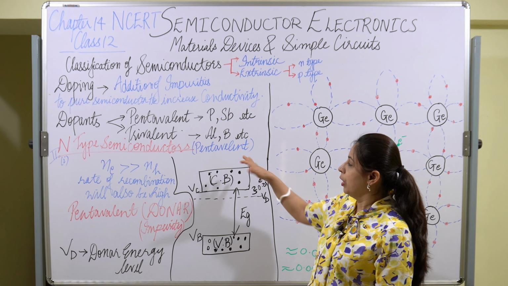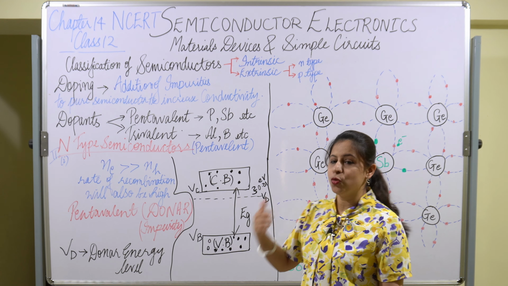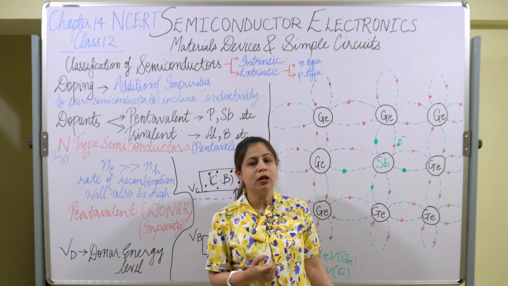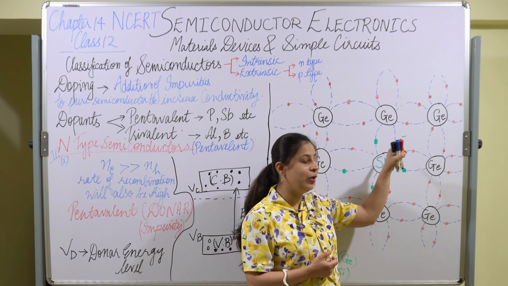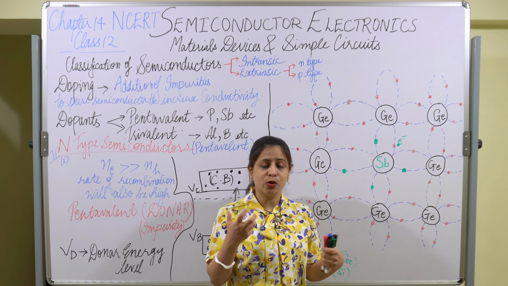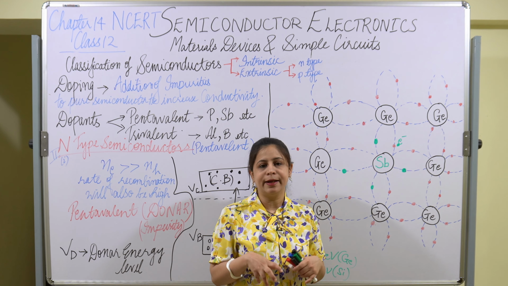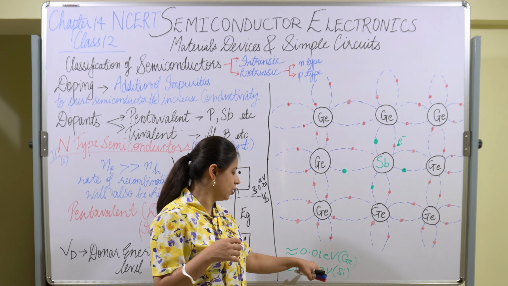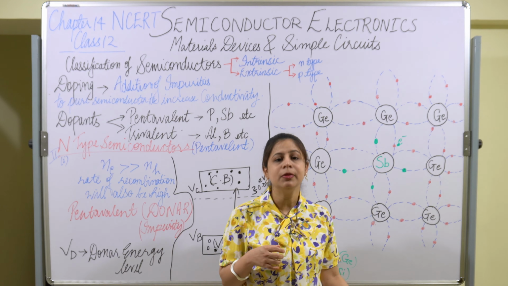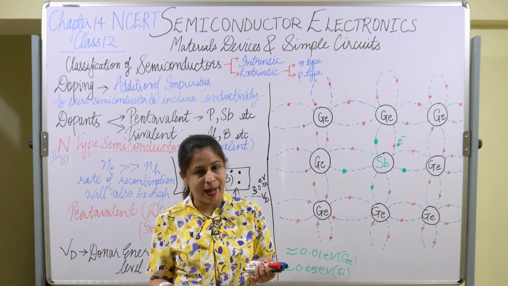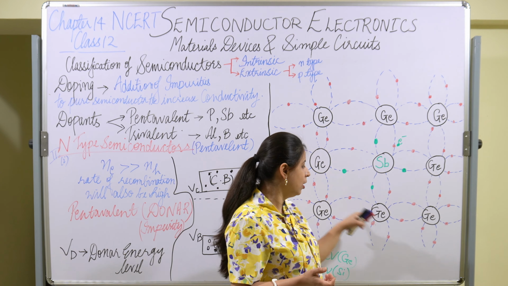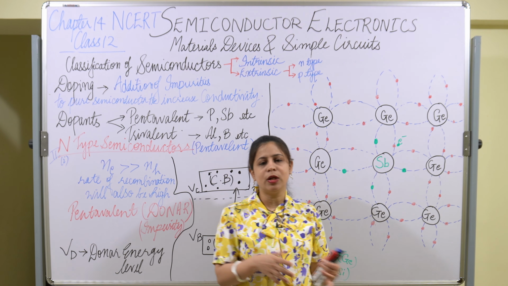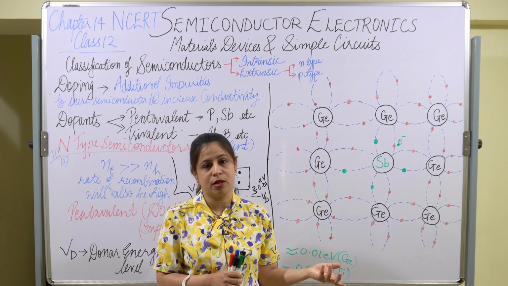In this, a pentavalent dopant is used, pentavalent impurities are used. In the pentavalent impurities there is one extra electron which has very weak bonding with the parent atom, so it requires ionization energy, and that ionization energy is very low. As soon as it gets 0.01 electron volts, in the case of germanium, it detaches from the parent atom and starts moving freely in the crystal, and as soon as it starts moving, it helps in the conduction.